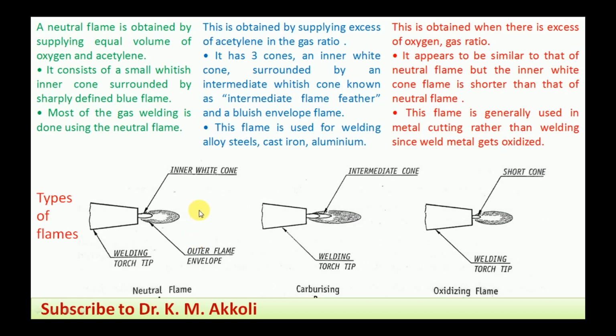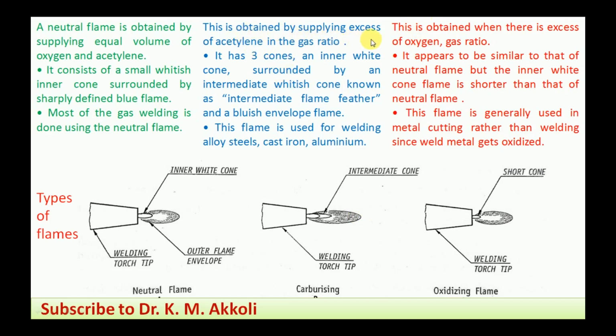Next one, the carburizing flame. In this, more fuel is supplied, that is, acetylene. The proportion of acetylene will be more in the fuel to oxygen ratio. Here three cones are formed, and this is used for a particular type of welding, which we can explain here.